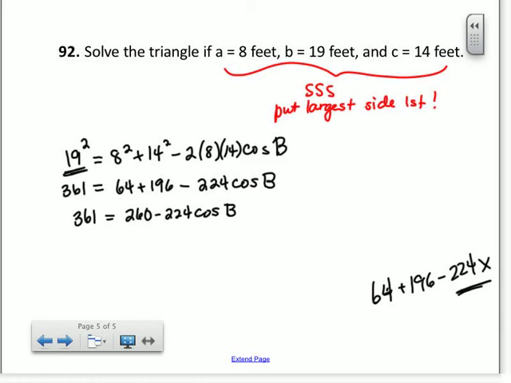We can subtract the 260 over, though. So minus 260 would be 101 equals negative 224 cosine of b. Now what?